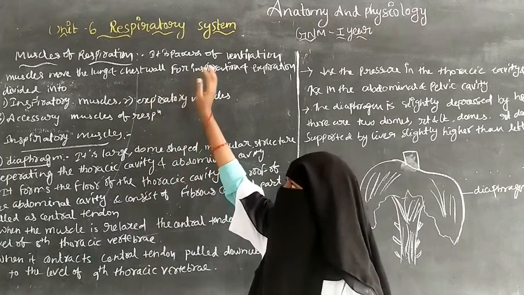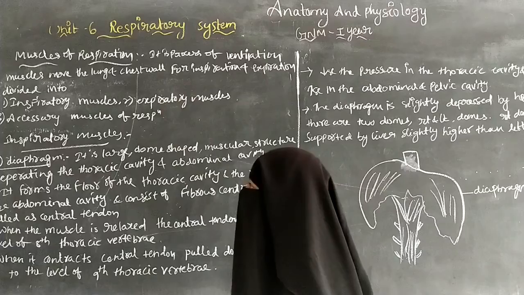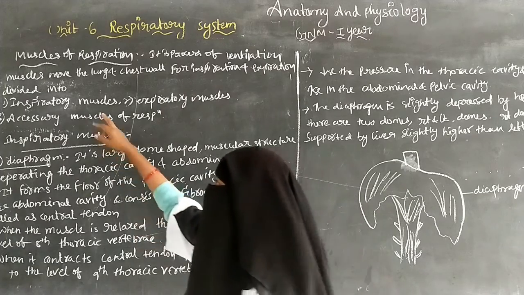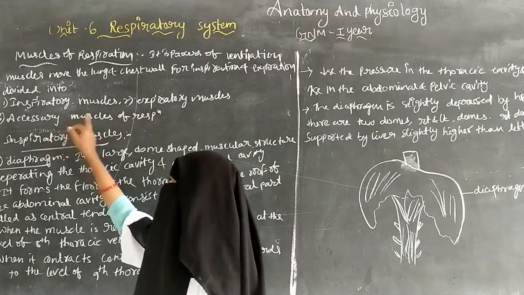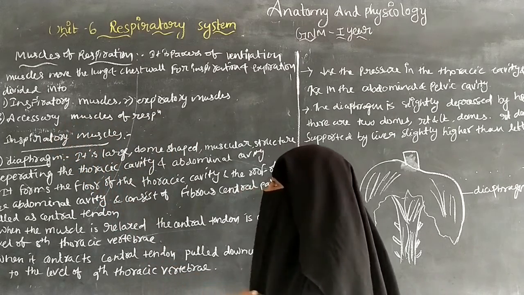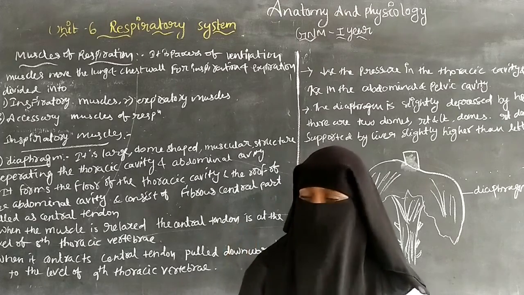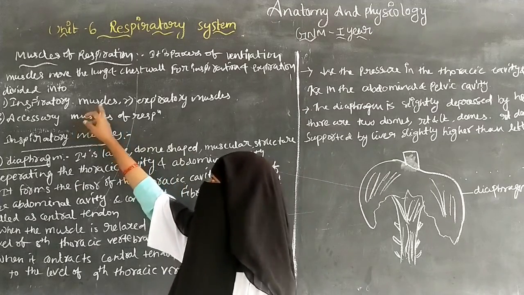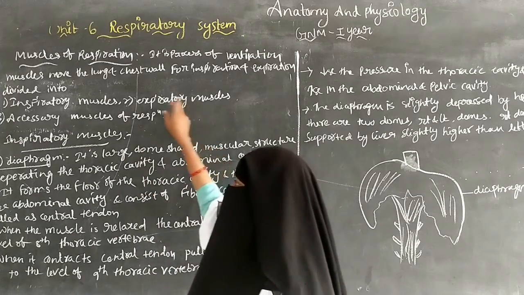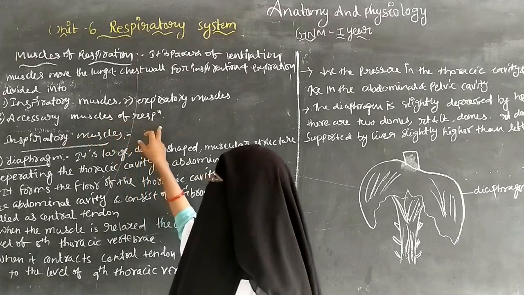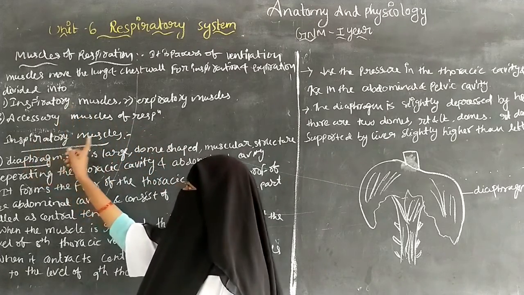The muscles of respiration can be divided into three parts: the inspiratory muscles, the expiratory muscles, and the accessory muscles of respiration. So first we will discuss the inspiratory muscles.